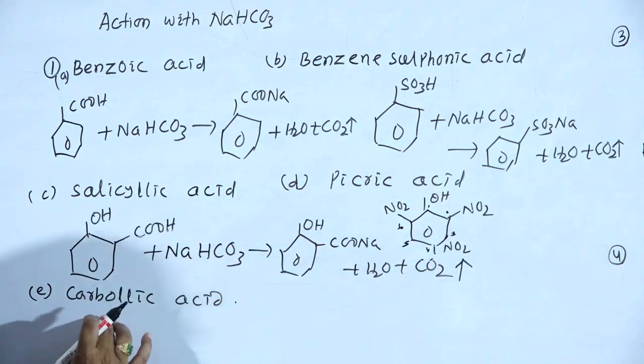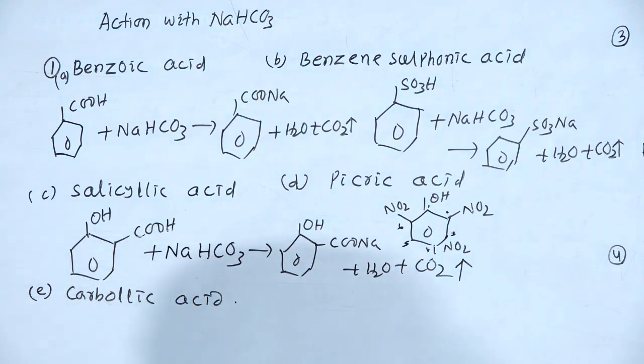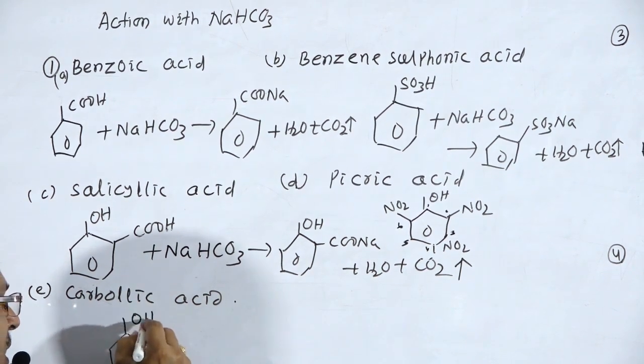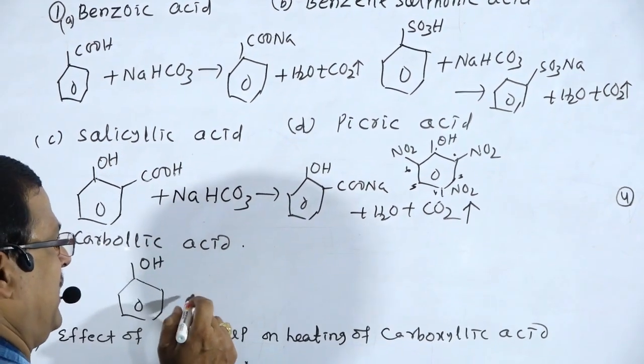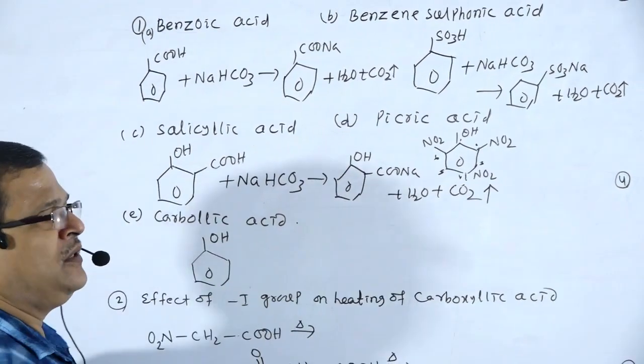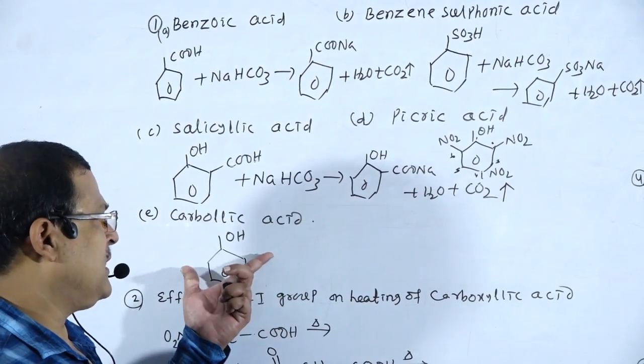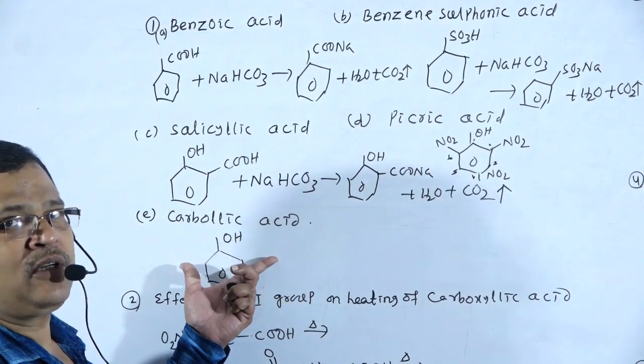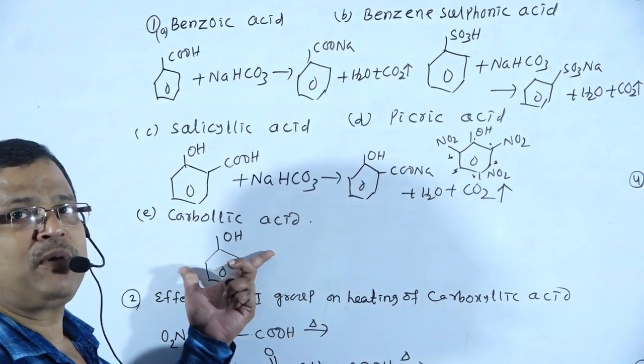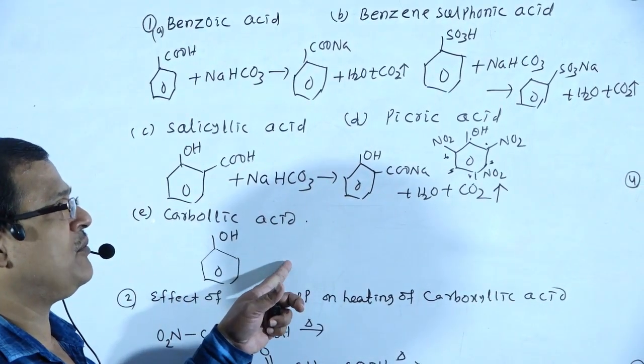And if you take the example of carbolic acid, what is carbolic acid? That is phenol. Carbolic acid is benzene that contains an OH group. Again, there is no COOH group, no carboxylic acid group. Therefore, this compound again does not respond to sodium bicarbonate.